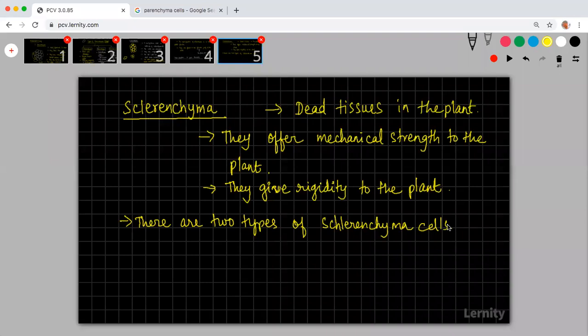Okay, yes, wait a minute. I'll draw the diagram for sclerenchyma. There are two types of sclerenchymatic cells. One we call them as what? One we call them as fibers, and the other one we call it as sclerites.